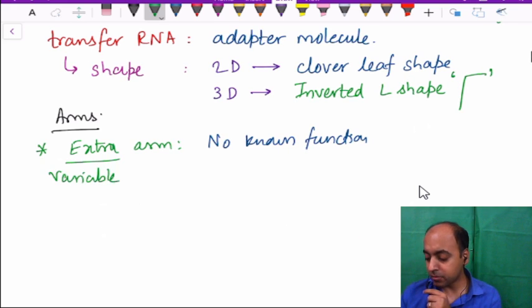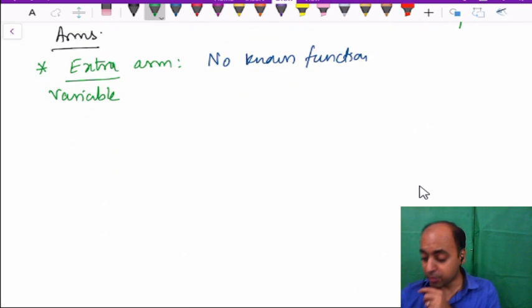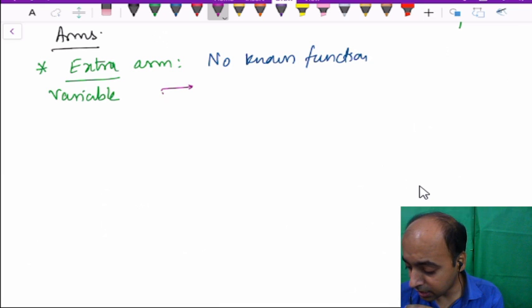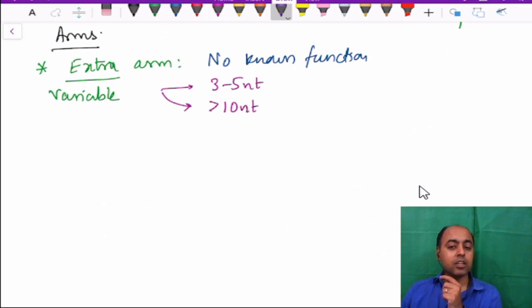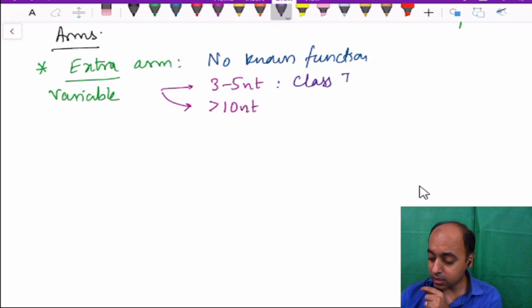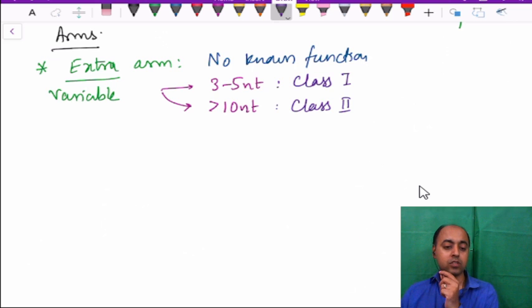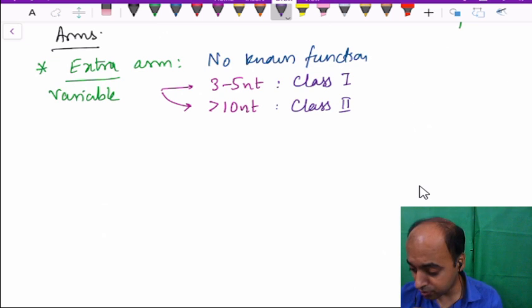Why is it known as a variable arm? Because its size is variable. It can have two different ranges of size. Either it is 3 to 5 nucleotides long, or it is greater than 10 nucleotides long. These two categories are used for classification of the tRNA. This is the class 1 tRNA, and this would be the class 2 tRNA. Remember, the variable arm does not have any known function, but we use it for classifying the tRNA into two different groups.